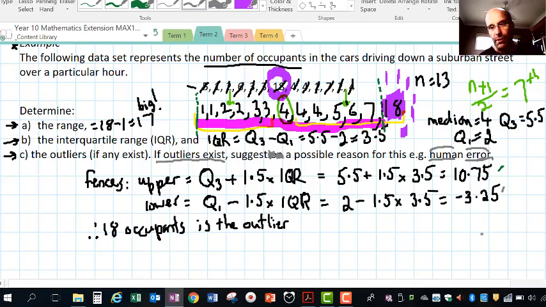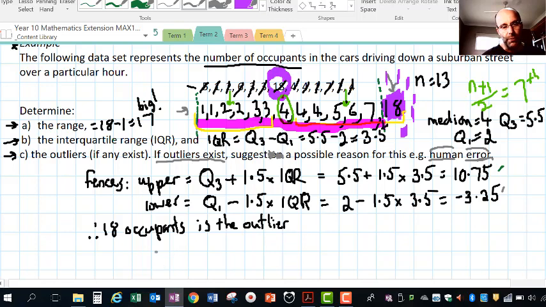So let's suggest the possible reason. So the context is we've got cars driving down the street, and let's look at our data here. Well, we see a lot of cars there with just the driver, so that would explain the 1s and 2s, 3s, 4s. Most cars can carry 4 people, 5 people. We've got a smaller number of cars here, 6, 7. Well, larger cars have 6 or 7 seats, possibly even a partially filled minibus. What about 18?